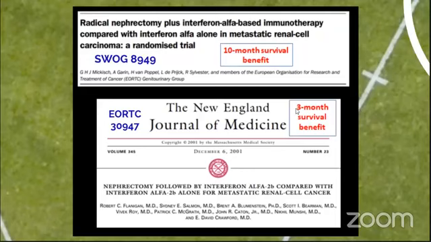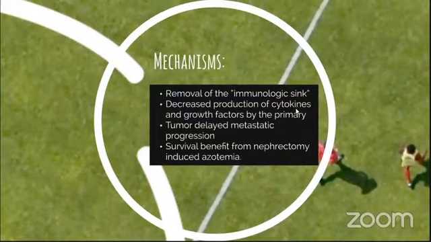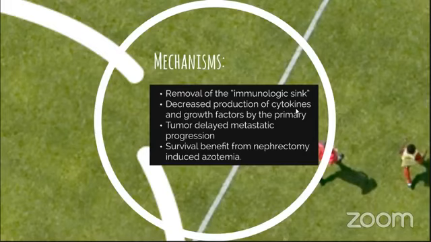And Mickisch et al., which showed a 3-month and a 10-month survival benefit respectively in patients who underwent cytoreductive nephrectomy plus interferon. Subsequent pooled analysis also showed an overall benefit of around 5.8 months in patients who underwent cytoreductive nephrectomy plus interferon. These findings built the foundation for cytoreductive nephrectomy as a treatment paradigm in patients with RCC and synchronous metastasis. Despite the proven surgical benefits, the mechanism of cytoreductive nephrectomy is unclear.